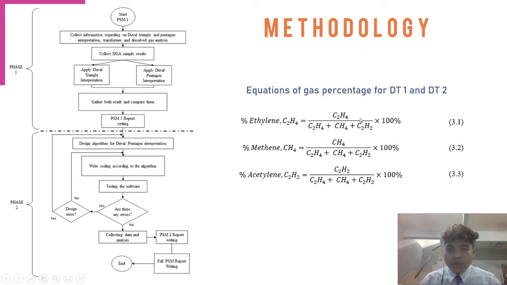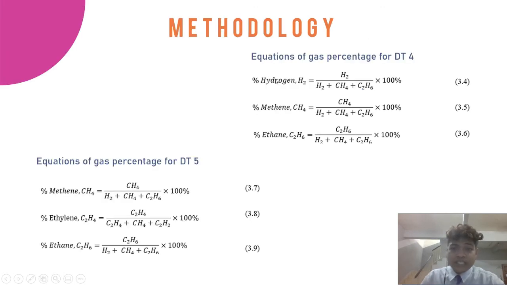The equations that will be used in this project are the relative percentages of gases. In DT1 and DT2 we'll be using this equation, which is the equation for ethylene, methane and acetylene. The next equation is the gas percentage for DT4. We can see that the formula is quite the same. However, we need to change the gases.